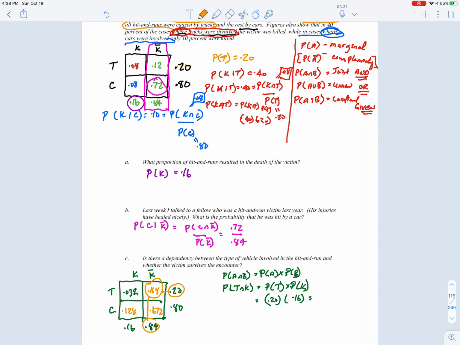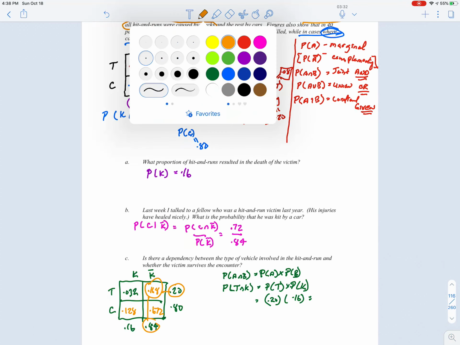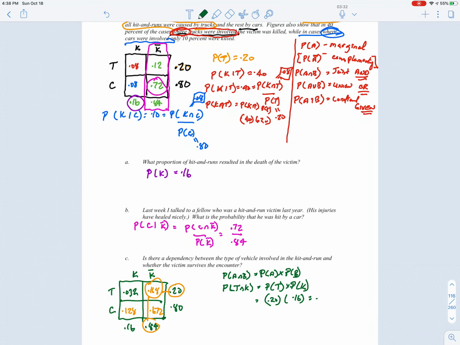So now we could take those to about 2 decimal places and so on, but what we have here then is that for the first cell here, this turned out to be 0.032, and that's not equal to what we have above, which is 0.08. In other words, what we've got is more people were killed by trucks than we would expect if they were independent.